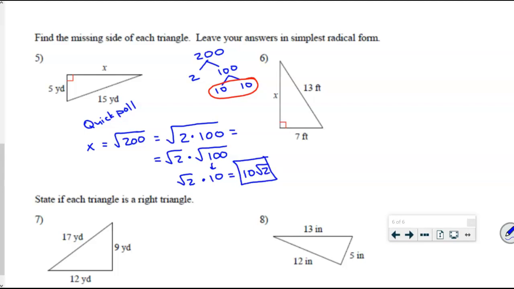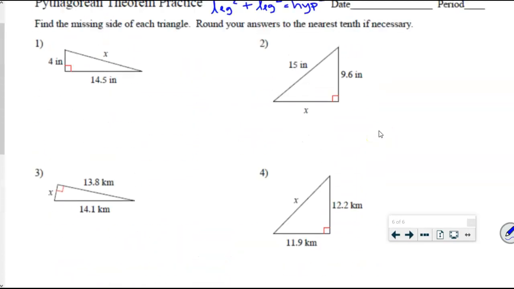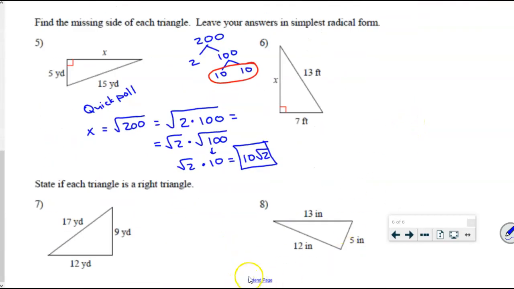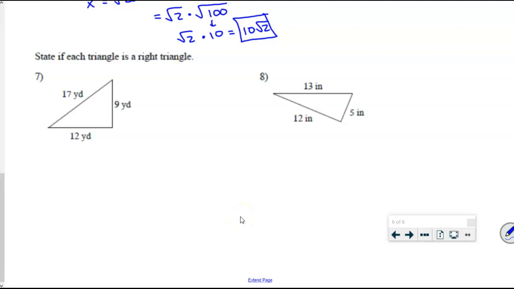So I'm going to leave 6 for you guys to practice. I think you're also going to be just fine practicing 1 through 4, so I'll do a pause break and let you do that. But before we do that, I want to look at the last type of problem. On 7 and 8, it's asking to figure out if it is a right triangle.